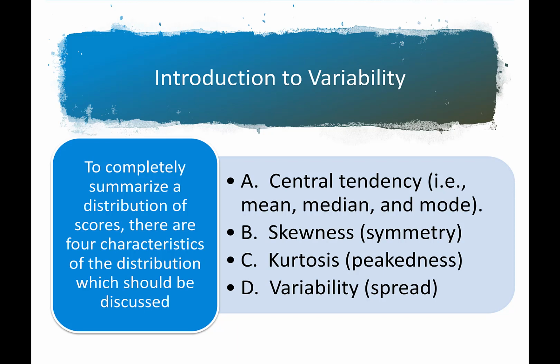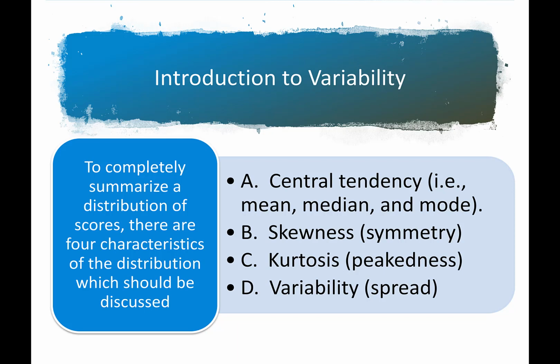Kurtosis is one that we don't really pay a lot of attention to in this course. It's not important for the types of analyses we're going to do, but it refers to whether it's a tall, pointy distribution or a short, squat distribution. And then finally, we get to variability. And variability is all about how spread out is the distribution. How wide is it or how narrow is it?